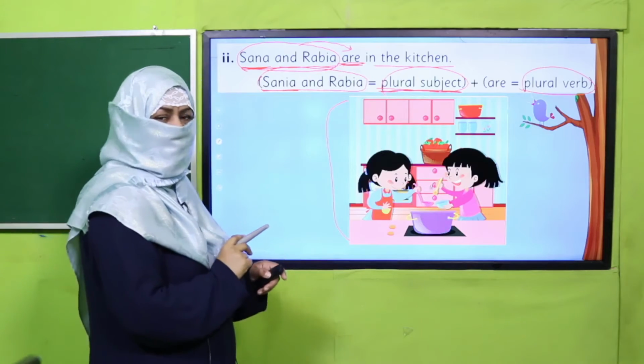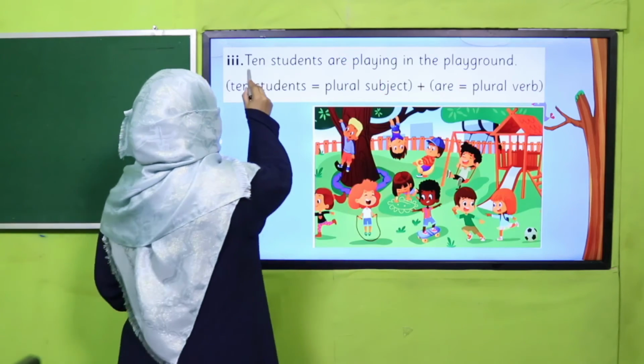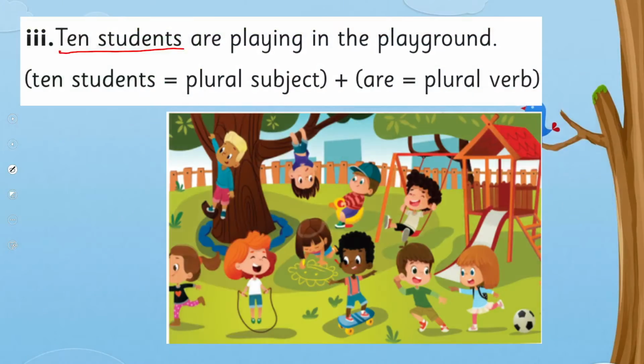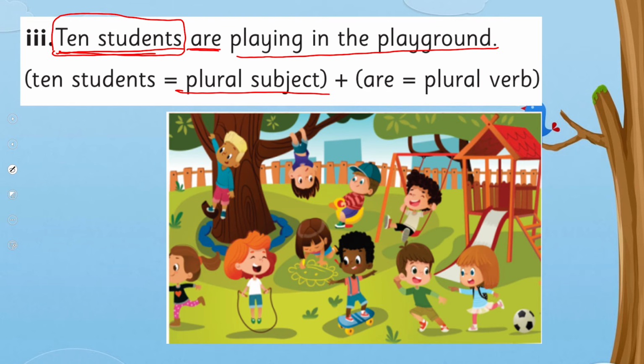Are you clear? Okay. 10 students. Now 10 students is plural subject, right? Because whenever our subject is more than one, it's plural. 10 students are playing in the playground. I cannot say 10 students is playing. Because I have used a plural subject, that's why I need to use a plural verb. 10 students are playing in the playground. You got the idea? Are you clear with the concept?